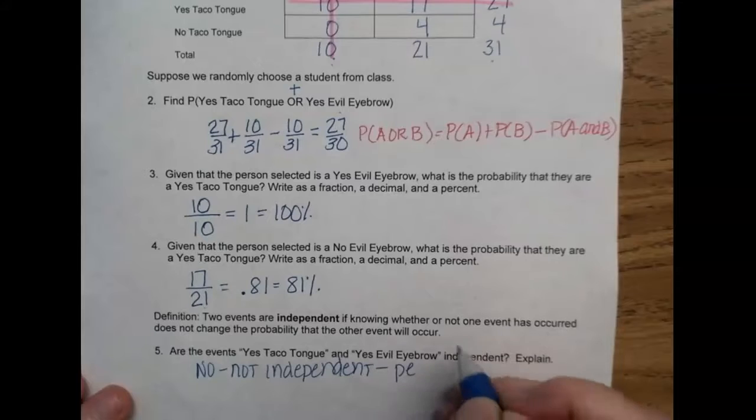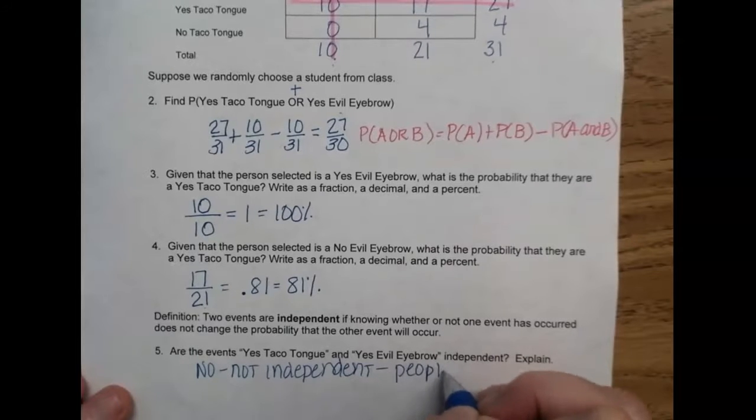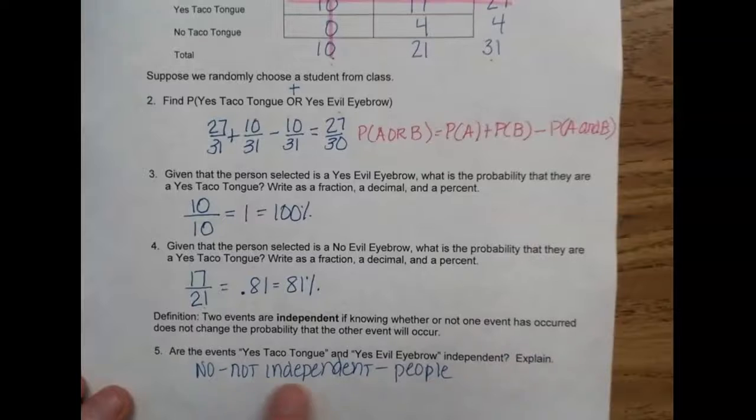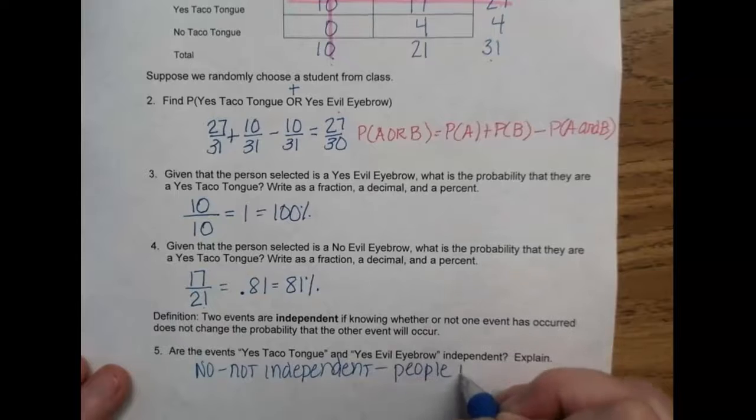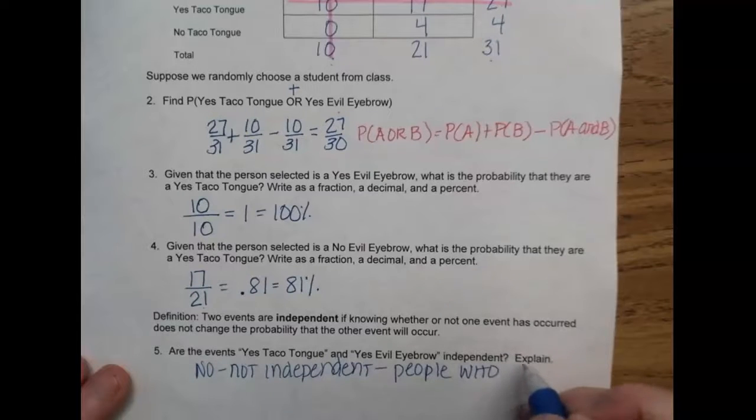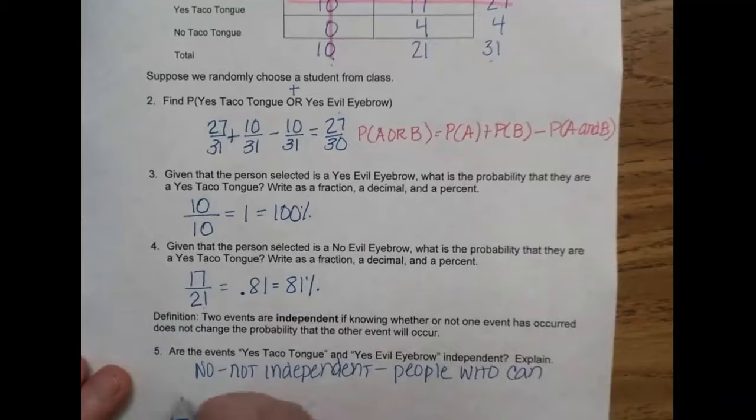So this is my explanation why. I answer the first part, are they independent? Now they explain. People who can Evil Eyebrow, I'm just going to call it EE, are more likely to Taco Tongue.